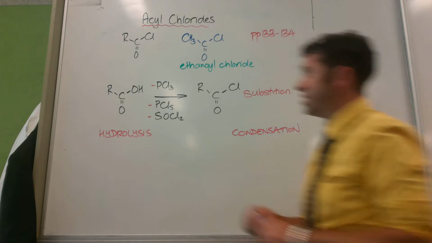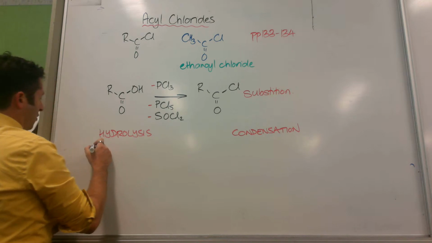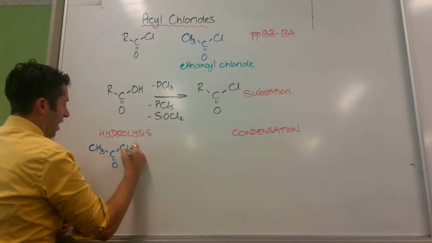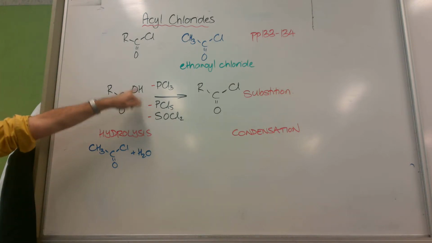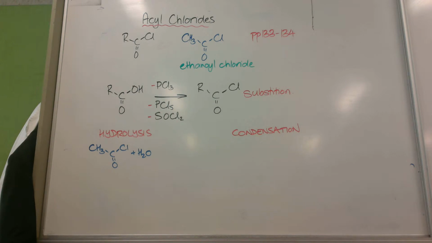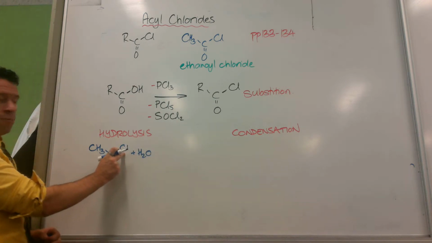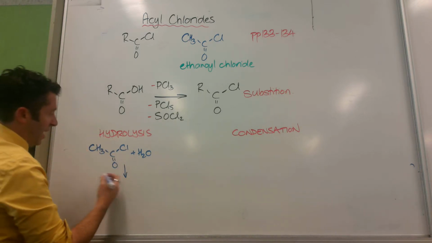The first one, hydrolysis, is simply adding water to an acyl chloride. So if we start with ethanoyl chloride, and we were to add water, it undoes what these have done here, so it's also a substitution reaction. 1H and 1O comes in and replaces the Cl, leaving HCl as a product.